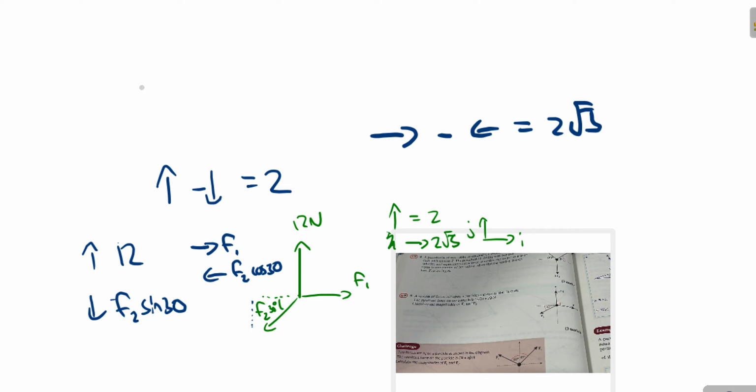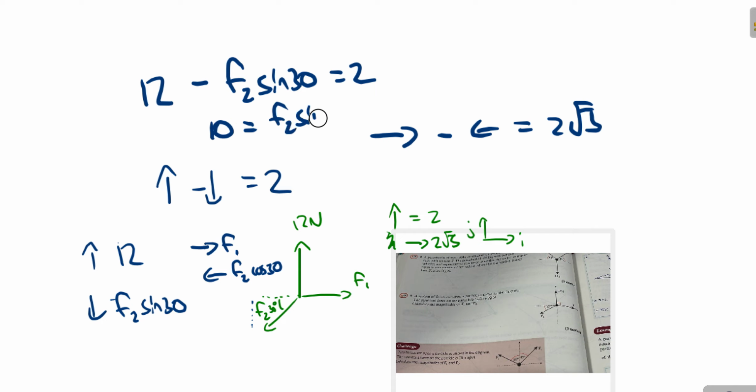So the upwards force is 12, so we put 12 minus F2 sine 30 is equal to 2. Then we rearrange, swapping the F2 sine 30 and the 2 over, so 12 minus 2 is 10, equal to F2 sine 30. Then 10 divided by sine 30 is going to equal 20, so F2 is equal to 20 newtons.